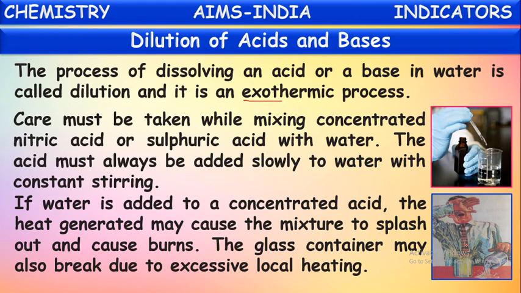In the dilution process, always acid should be added to the water slowly and with continuous stirring. By this process, we can make dilute acids, but we should not add water directly to concentrated acids.